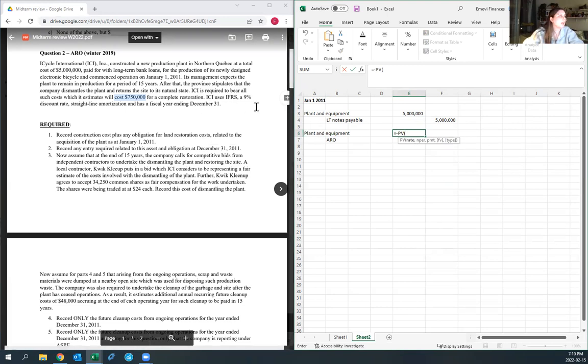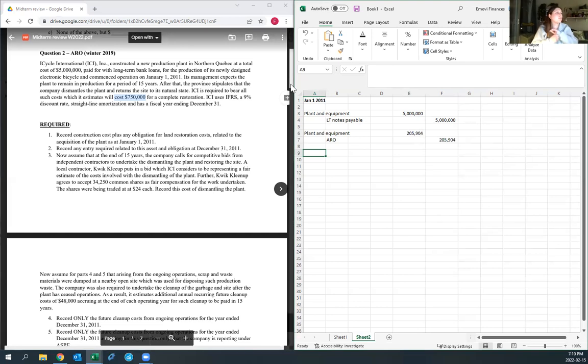So we're using a rate of 9%. The number of periods is the time of the project. So they expect it to be for a period of 15 years, so I'm going to put 15. There's no payment, and the future value is 750. So it's 205,904, and same amount in your ARO account. That's it for requirement 1.